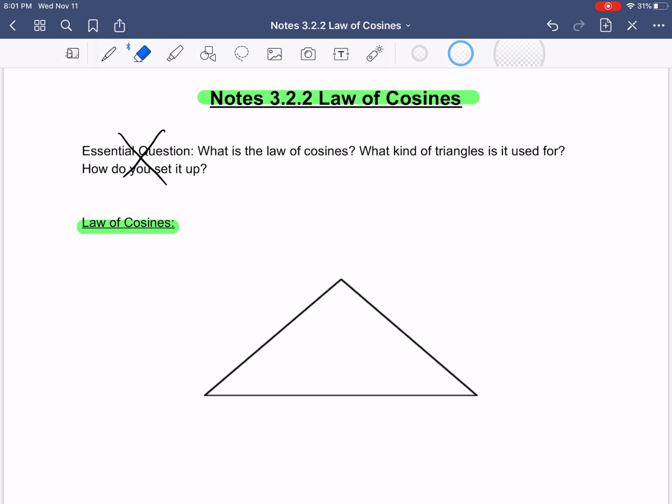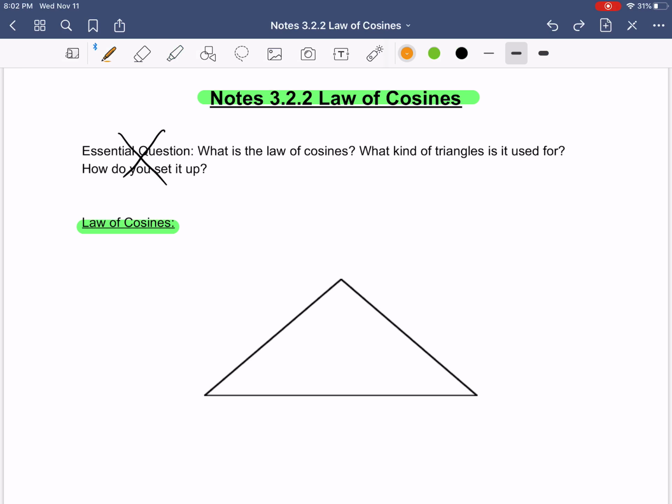You don't have to write down the essential question. It's in our digital notebook, but you want to be able to recite the Law of Cosines, know what kind of triangles it's used for, and know how to set it up. So start off by writing Law of Cosines, draw a non-right triangle because that's what kind of triangles it's used for. Part of our essential question, we're dealing with non-right triangles.